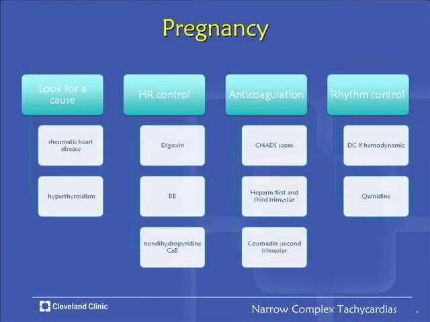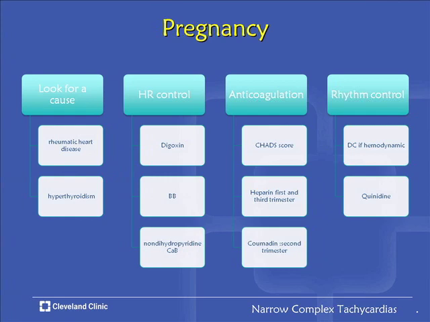The other scenario that I want to talk about in atrial fibrillation is pregnancy. With pregnancy, always look for a cause, because it could be that the patient has rheumatic heart disease and you stress the heart a little bit with a bit of fluid overload from the pregnancy, and then the patient has atrial fibrillation. So get an echo, and make sure that they're not hyperthyroid also. Heart rate control in pregnancy is a little bit tricky, and one of the safest medicines we have is digoxin. The problem with digoxin is that it doesn't work when the patient is active. It only works for nursing home patients.